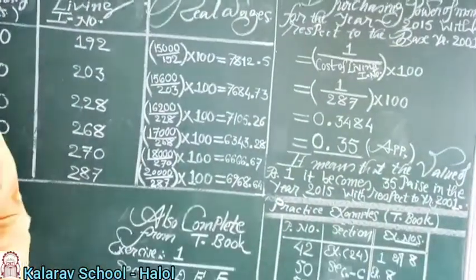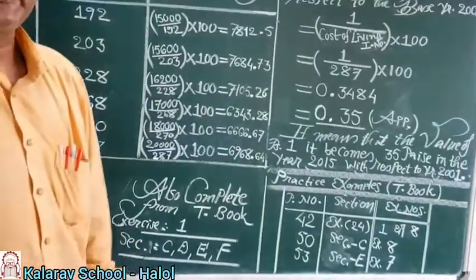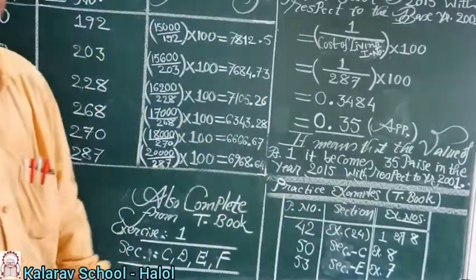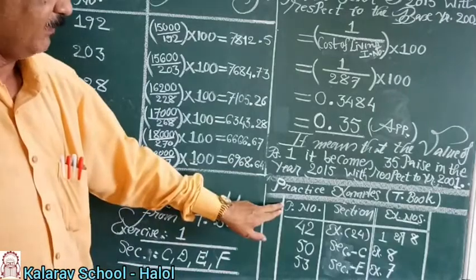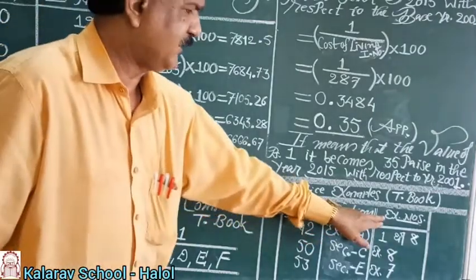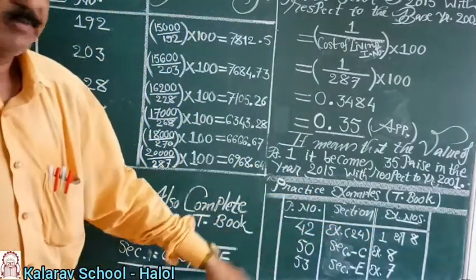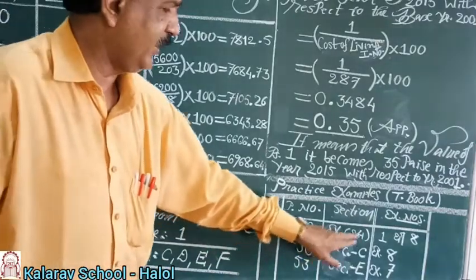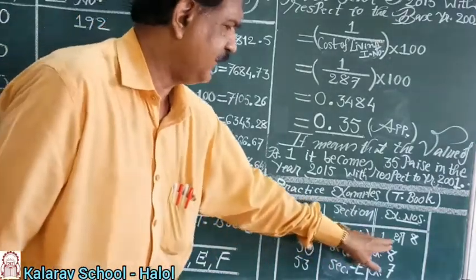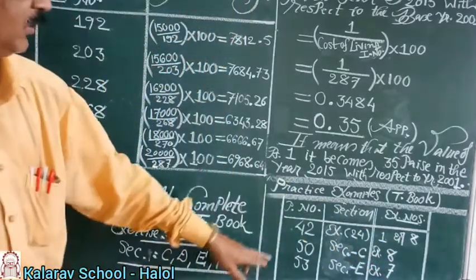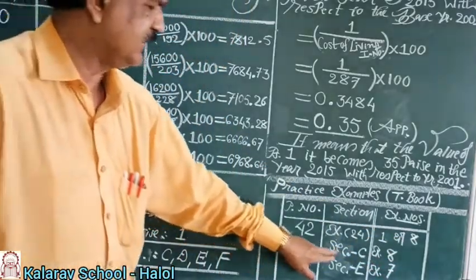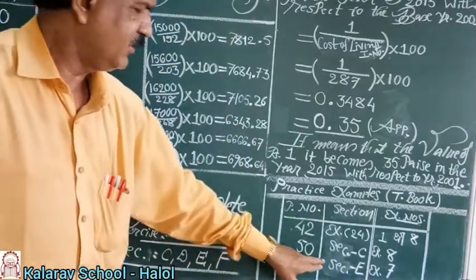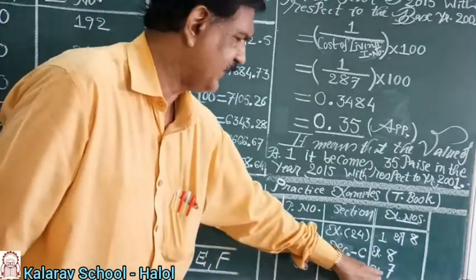Such type of example must be practiced at home. So practice examples from our textbook, Statistics Part 1, page number, section and example number. You know this method of mine, right? Page number 42, example 24, in which there are short examples from 1 to 8. Page number 50, section C, example number 8 only. Page number 53, section E, example number 7 only.